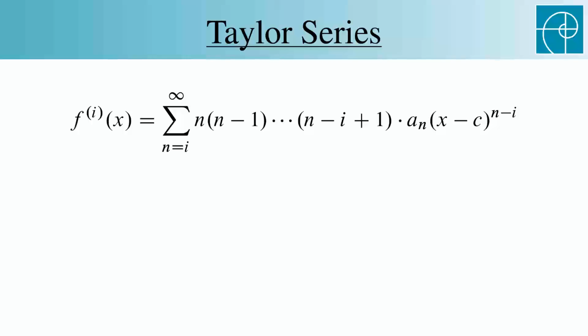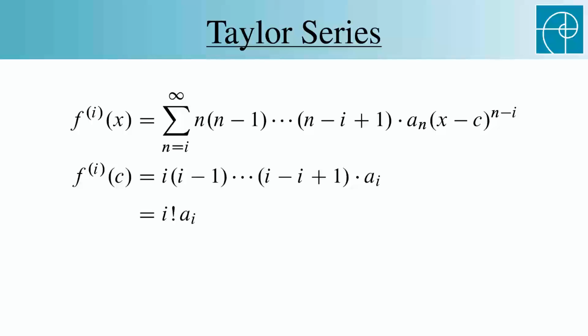This formula lets us find a nice expression for the a sub i's if we know the derivatives of f at c. To see why, let's replace x with c, and then note that x minus c is part of every term in this series except the first. So when we replace x with c, every term but the first becomes 0, leaving only this first term. The coefficient of a sub i here equals i factorial, so we can solve for a sub i.